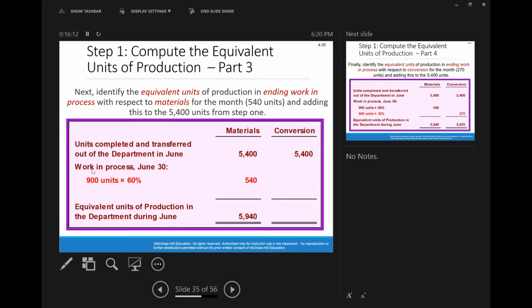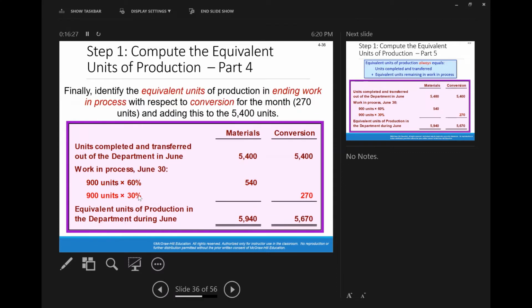First we have 900 units left in work in process. We multiply it by the ending completion, which was 60%. So we have 540 in the materials. And then we had a different percentage for the conversion, which was 30%. So we do the 900 times the 30%. Our conversion is 270 units. So equivalent units of production in the department for June was 5,940 and 5,670. If we're looking at equivalent units, this is the number. That's how we get it.